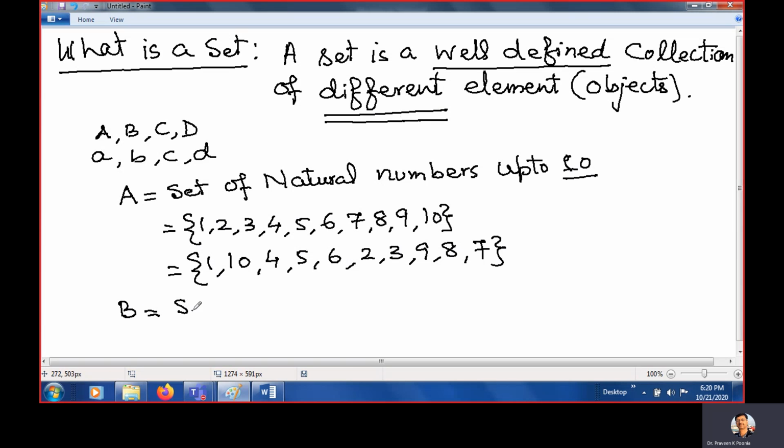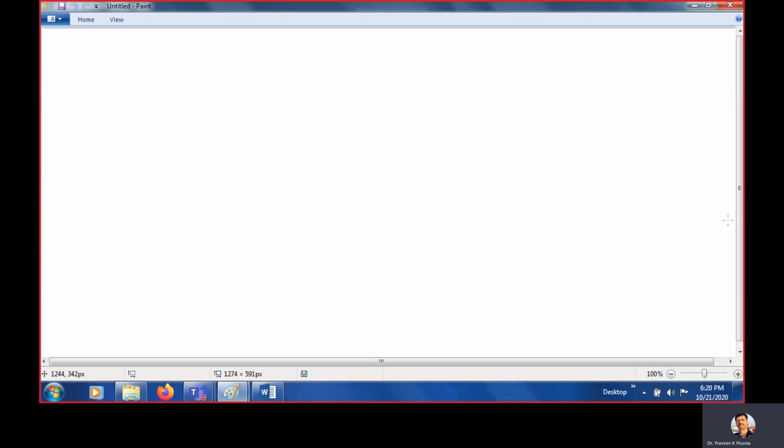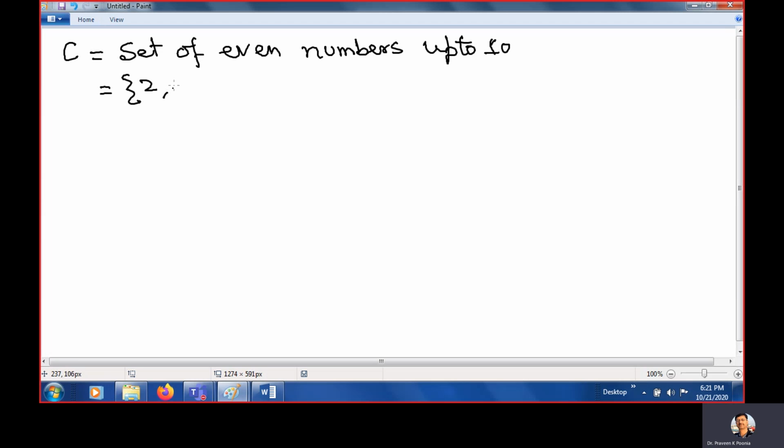Like we will take another set, the set of vowels in the English alphabet. What is it? A, E, I, O, U. These are vowels. If I write one more example, say C is equal to the set of even numbers up to 10, it is 2, 4, 6, 8, 10.